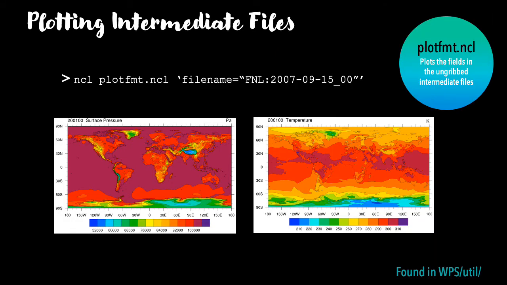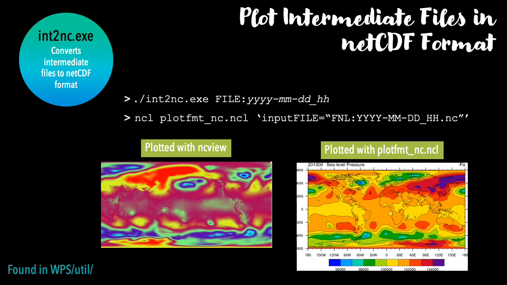If you're interested in plotting intermediate files, you can use this NCL program called Plot Format, which is also found in the WPS/util directory. If you give it the intermediate file name, it will loop through and plot all the data found in the file. Again, this can be useful for verifying that the data makes sense. It can sometimes take a while to loop through though, so keep that in mind and you may have to be a little bit patient.